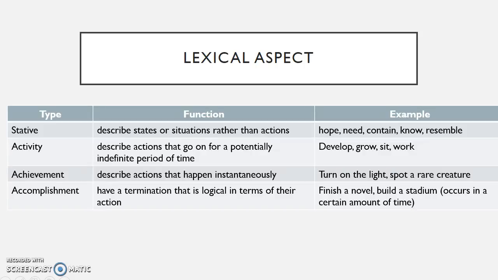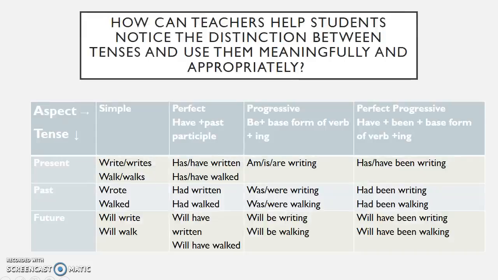Activity, achievement, and accomplishment verbs are all considered to be dynamic because they require some type of action. An activity verb describes actions that go on for a potentially indefinite period of time, such as develop, grow, sit, or work. Achievement verbs describe actions that happen instantaneously, such as turn on the light, spot a rare creature. Accomplishment verbs have a termination that is logical in terms of their action, such as finish a novel, build a stadium, and usually these occur in a certain amount of time.